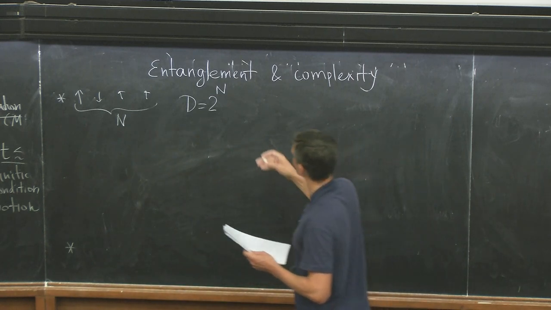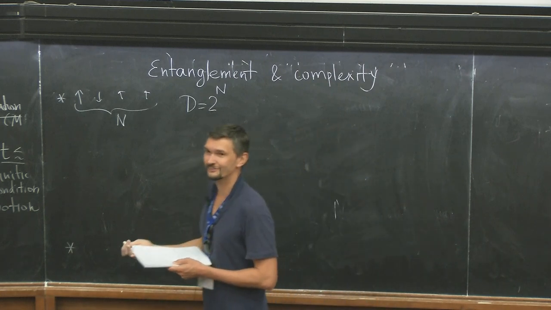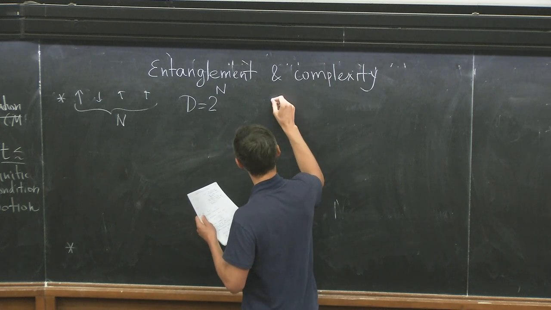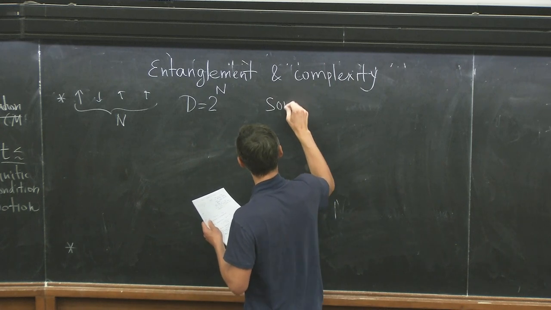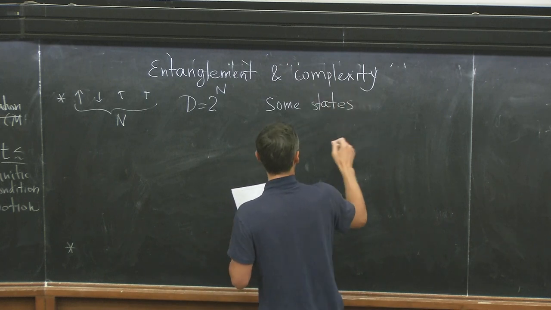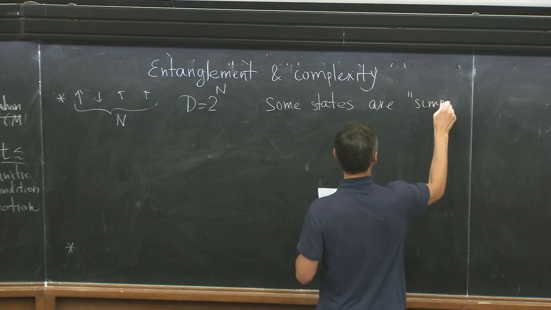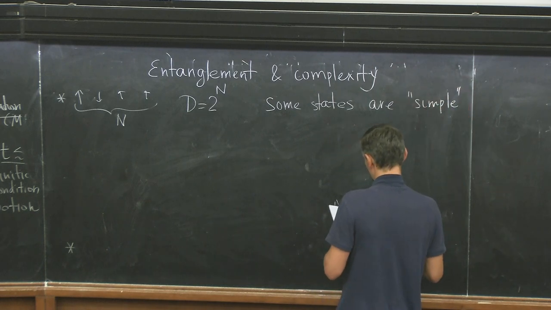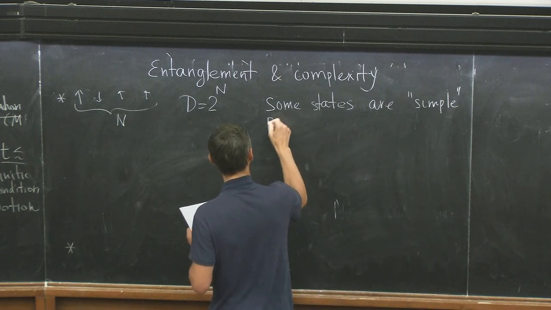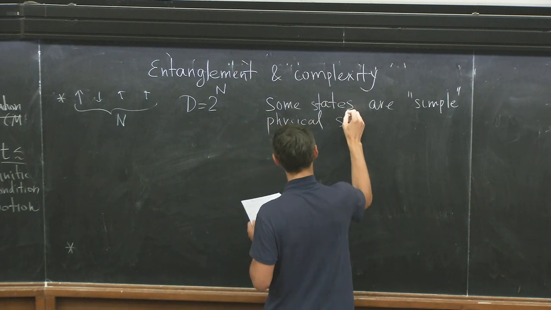And the answer, at least a partial answer, there is more to it, but it turns out that some states in this Hilbert space are simple to describe classically. And often physical states are actually in this simple category.